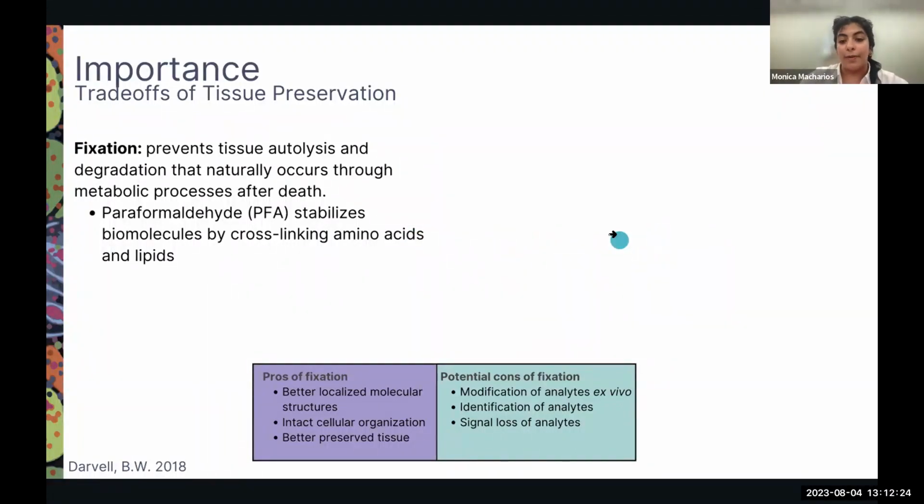However, because you are modifying analytes after death, there may be some identification or signal loss of your target analytes depending on what methods you're using. And in general, it's worth noting that the Spraggins Lab sticks with fresh frozen tissue because of the amount of imaging technologies that we use. It's best to use an unaltered tissue that's compatible with all technologies.